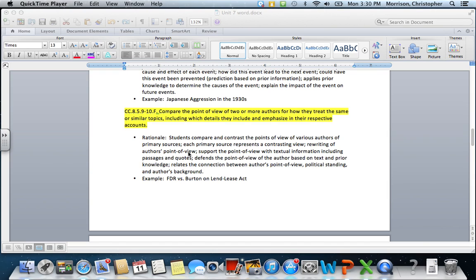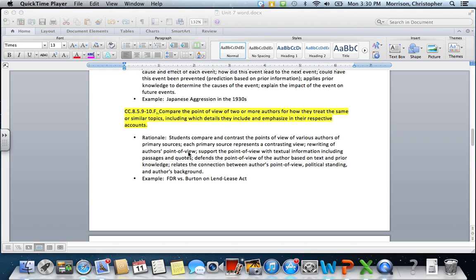Common Core F: compare the point of view of two or more authors for how they treat the same or similar topics, including which details they include and emphasize in their respective accounts. Students compare and contrast the points of view of various authors of primary sources. Each primary source represents a contrasting view.